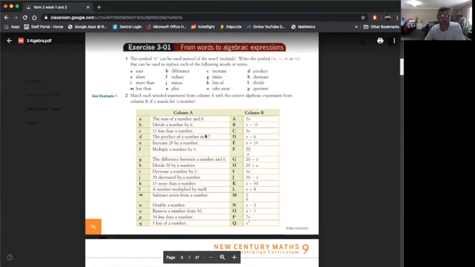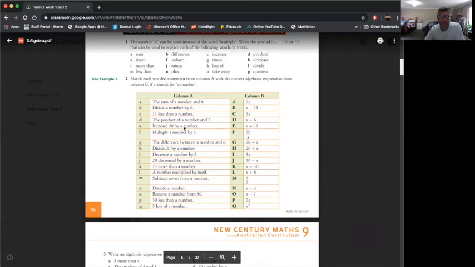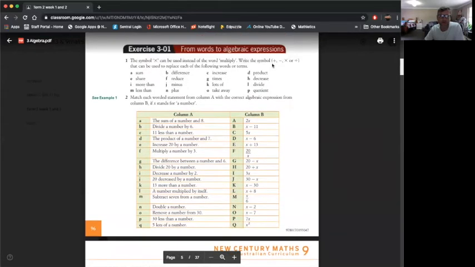Okay, increase 20 by a number. Well, if we're going to increase it, we're going to add to it, aren't we? And if we're adding, it's plus. So it's 20 plus X, because remember, X just simply replaces a number. And here it is, 20 plus X.